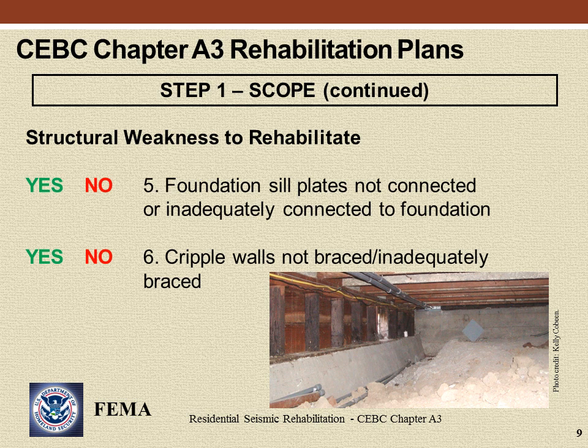This is a continuation of the same list. In this list, a yes identifies a weakness that must be further evaluated and/or rehabilitated. For item 5, foundation sill plates would be considered inadequately connected if anchor bolts are, on average, spaced more than 6 feet on center. For item 6, cripple walls would be considered inadequately braced if there is no plywood or OSB sheathing, or if plywood or OSB is not properly installed. If the answer is yes to one or more items above, then proceed with rehabilitation of those items.